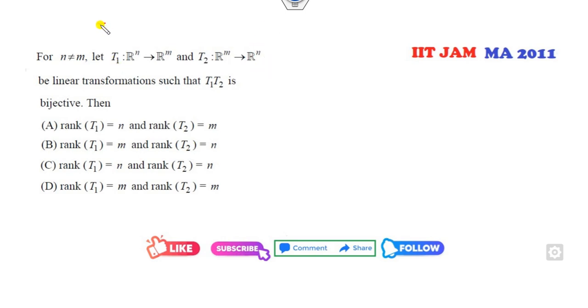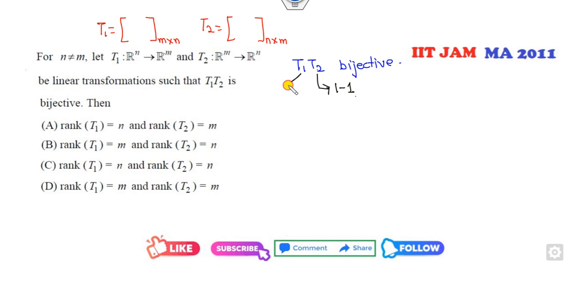Okay, it means T1 is the mapping. What is the dimension of this? M cross N. T2 is my matrix, dimension is N cross M. And it is given that T1 and T2 are bijective. Bijective means one-one and onto. So whenever you have the composition, the inside map T2 is always one-one, and the outside map is always onto.